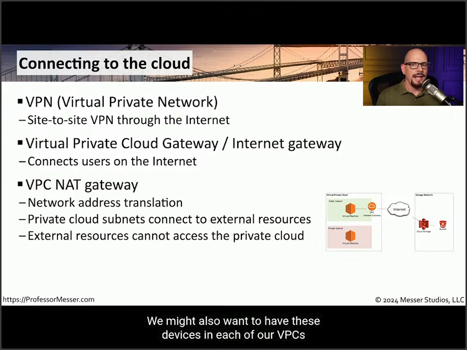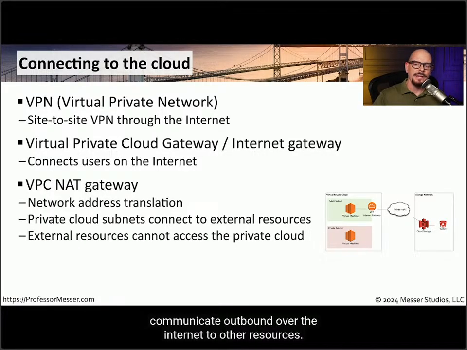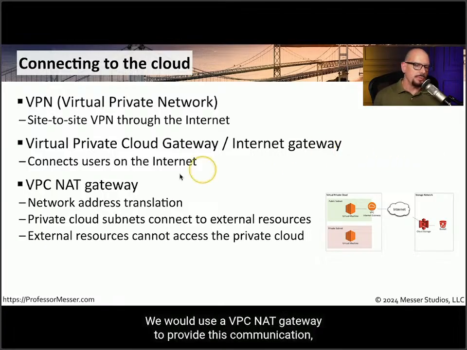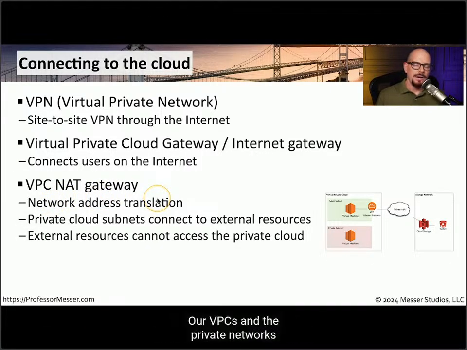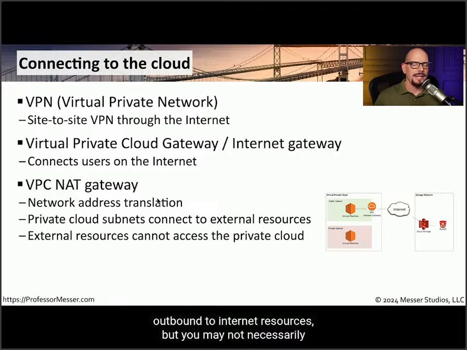We might also want to have these devices in each of our VPCs communicate outbound over the internet to other resources. We would use a VPC NAT gateway to provide this communication, and the NAT stands for Network Address Translation. Our VPCs and the private networks that we're running inside of those VPCs can translate to a public IP address to be able to communicate out over the internet. This includes security rules so that your VPCs can connect outbound to internet resources, but you may not necessarily allow inbound access from external devices.